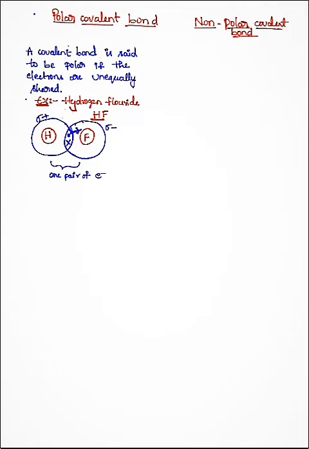Fluorine atom pulls the shared pair of electrons more towards itself than the hydrogen atom, due to which the electron cloud moves towards the fluorine atom than the hydrogen atom. So as a result, partially negative charge appears on the fluorine atom and partially positive charge appears on the hydrogen atom. So now we can say that the bond between hydrogen and fluorine is polar. Why? Because this molecule has both positive pole and negative pole.